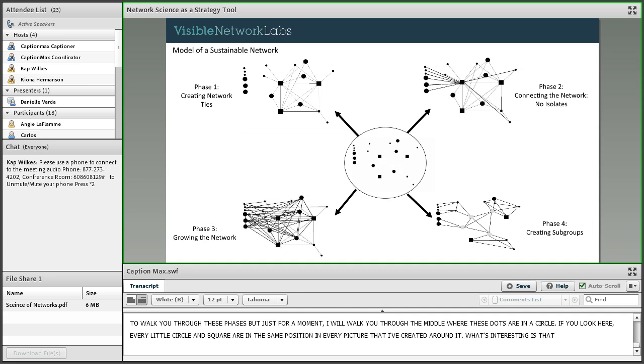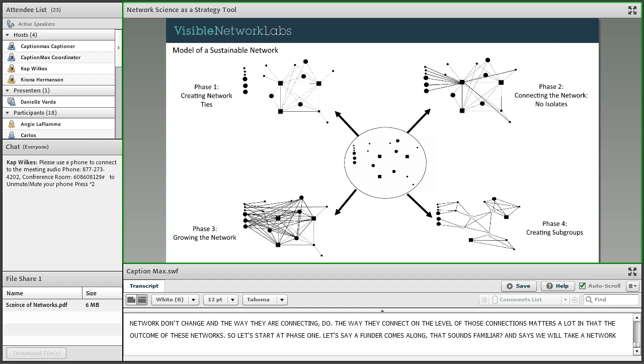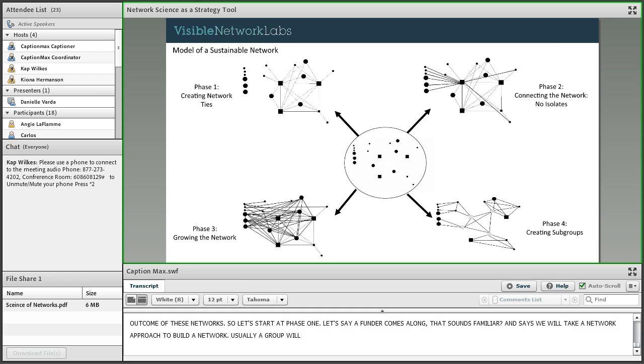If you look here, every little circle and square is in the same position in every picture that I've created around it. So what's interesting here is that the nodes, the actors of the network, don't change, but the way that they're connecting does. And the way that they connect and the level of those connections matters a lot in the outcomes of these networks. And so let's start at phase one.